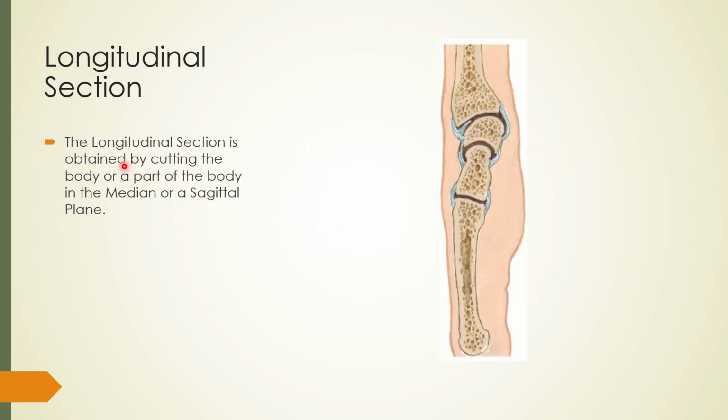Next, the longitudinal section. The longitudinal section is obtained by cutting the body or parts of the body in a median plane or a sagittal plane. It is obtained by cutting the body in a vertical plane. You can look at the image. It is the longitudinal section of our finger. Here are the bones, here are the joints, and here are the associated ligaments, and here the skin. So it is a vertical section or a longitudinal section.